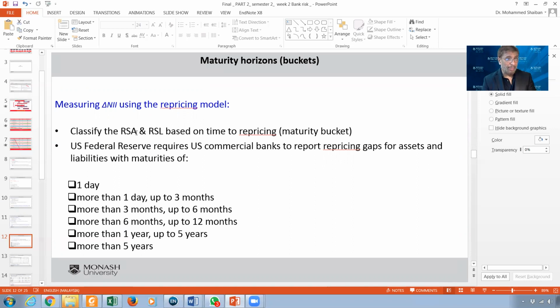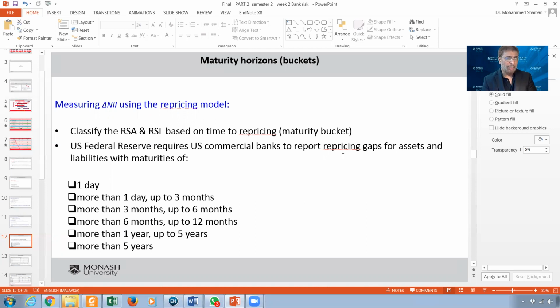Now, what they do in the banks, and this is what the US does, the US Federal Reserve requires US commercial banks to report repricing gaps. Same in Australia. And I think the same in this country, but I know in Australia they report it, and they will show you now. Because the regulation keeps going, the central bank keeps asking for so many different reports, especially for credit risk and all these issues. But the interest rate risk is one of the requirements.